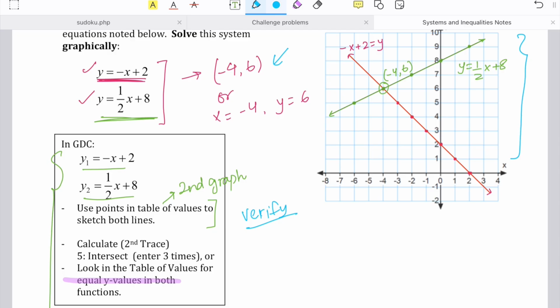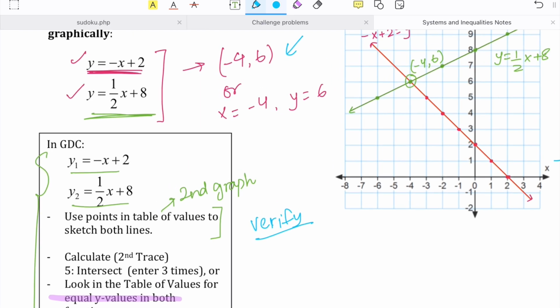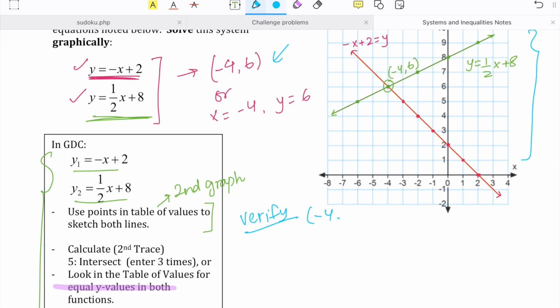Elimination, substitution, that's how we'll figure out our x and y values. But now we're verifying them. To verify them, we'll just put -4, 6 in both our equations, and we would want our left side to be equal to right side. So y is equal to -x plus 2. Put the -4 over here, and then 6 over here. 6 is equal to 4 plus 2. 6 is equal to 6. Left side is equal to right side. Proved, right?